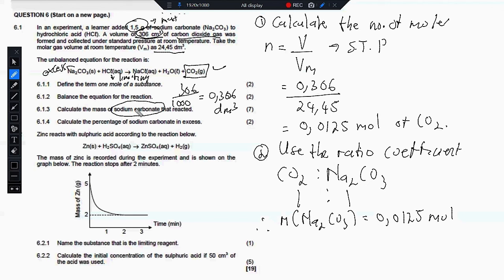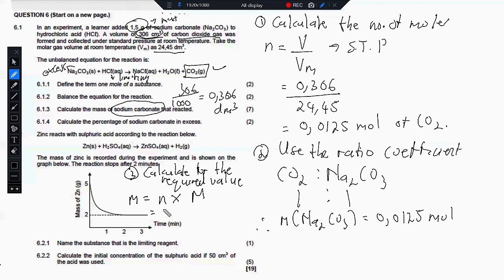But then what are we looking for? We are looking for the mass that reacted. Okay, so step number 3 now is to calculate for the required value. So this is where we get to calculate what we have been initially asked for. Now that we have the number of moles, to calculate the mass, we can simply say mass is the number of moles over the molar mass.